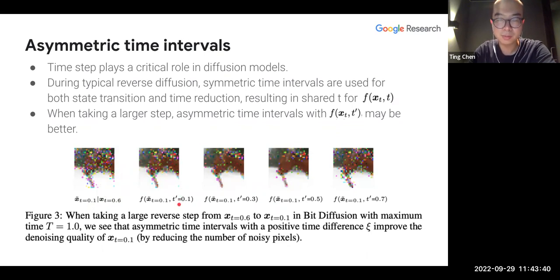But here we compare different t prime as input to the denoising network. As you can see here, the state is 0.1. If you input t equal to 0.1, it's doing fine, better than this. You denoise a little bit, but it is actually not as good as inputting t prime equal to 0.5. In this case, you're taking an asymmetric time interval, right? So you can see here is an example where using an asymmetric time interval could help.